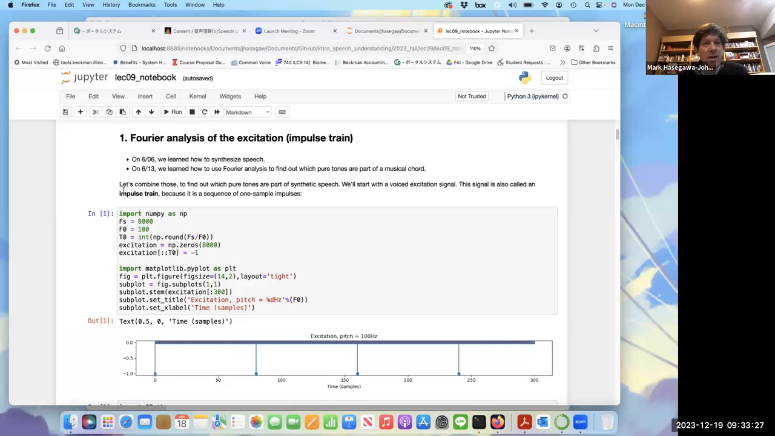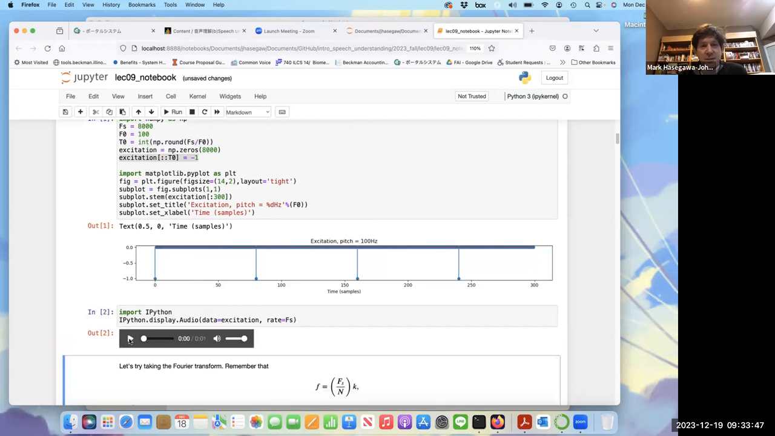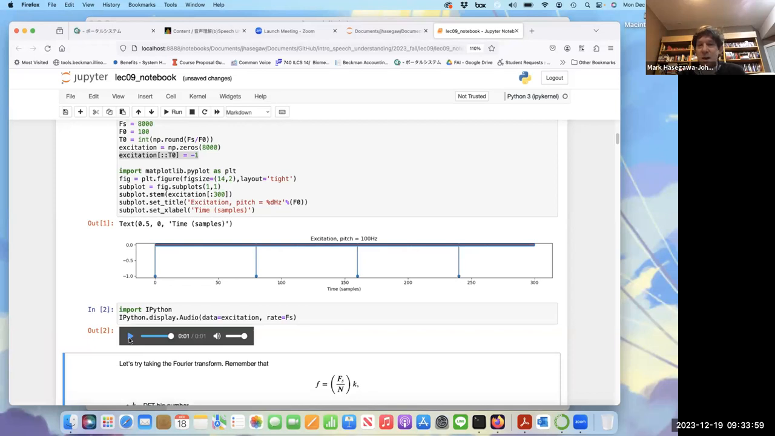And so if we go ahead and import NumPy and then set the sampling frequency to 8,000, set the pitch frequency to 100, and set the pitch period equal to FS over F0, then we can create an excitation signal and plot it as shown here. And the plot looks like this, and the sound is a buzz. Right? So it's just this buzz at 100 hertz, and you can hear the buzzing sound, and it doesn't sound anything at all like speech.